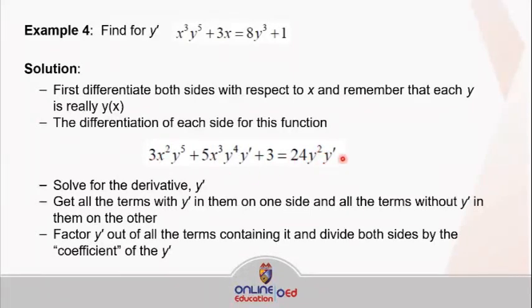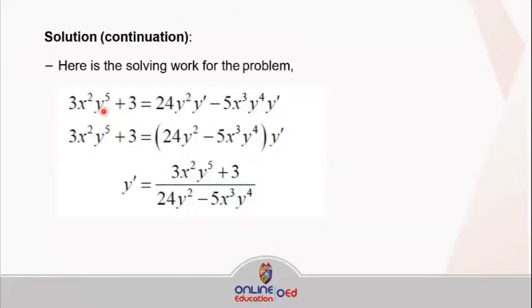And then after nun, solve na natin yung value for the y prime and then get all the terms with y prime in them on one side and then all the terms without y prime. So kanina ganito rin naman yung ginagawa natin pero we have lang yung given natin as yung dy over dx in them on the other. And then factor down natin. Factor y prime out of all the terms containing it and divide both sides by the coefficient of the y prime. Kapag ginawa natin siya, based dun sa na-derive na natin, we have here na yung solution natin.